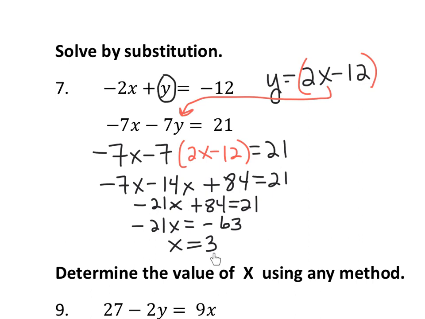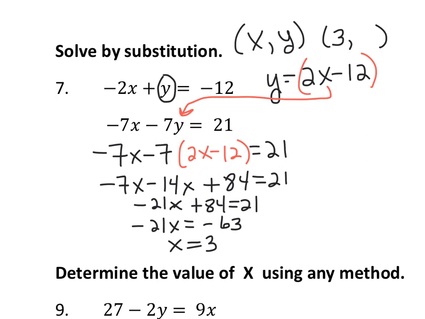Now I'm not finished yet. Remember I said the solution is a point. I only have part of my solution. I only have the x part. I need to get the y part. Okay, so this part of my solution is 3. And I still need to find y.